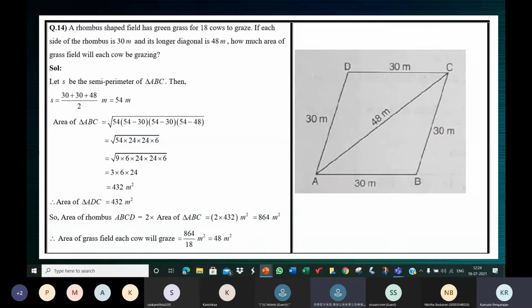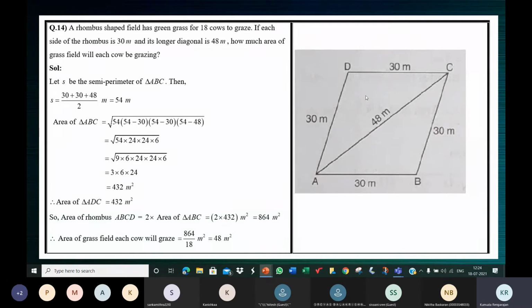Angle O, ma'am. Use three letters and tell me, like angle ABC, angle BCD. Angle DOC, ma'am. Angle DOC is equal to 90 degrees. Why? Ma'am, the diagonals bisect each other. Yes, because it's a property of a rhombus: the diagonals bisect at right angles. Correct, Shreyas, at right angles.